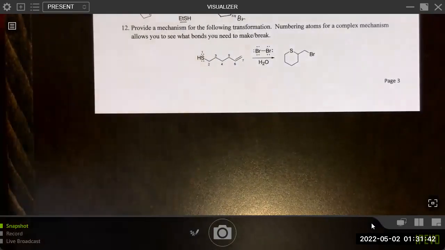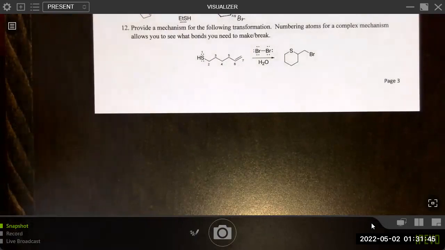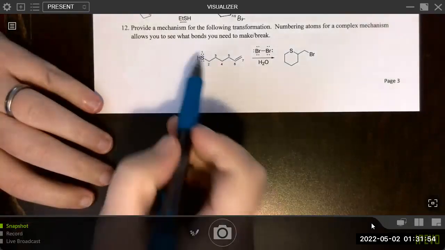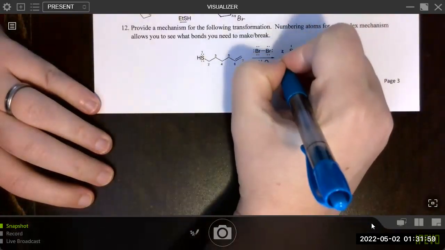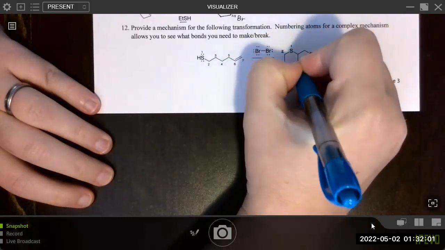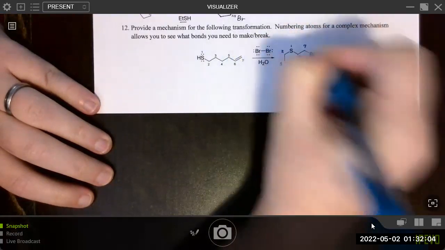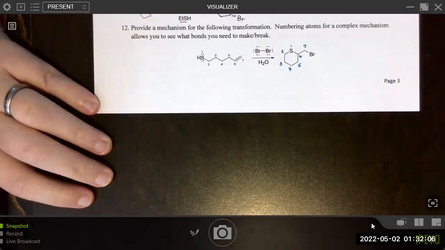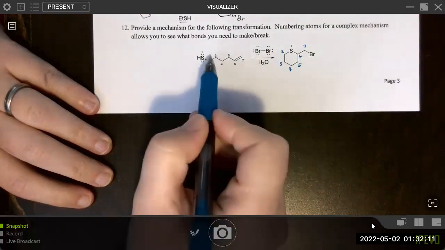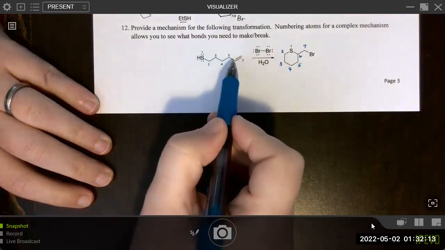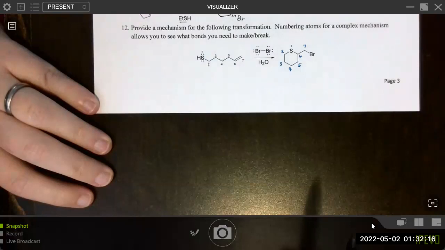Moving on to the next question. Provide a mechanism for the following transformation. Numbering atoms for a complex mechanism allows you to see what bonds you need to make or break. So you can see that they've numbered here, so we can just keep that same numbering system up to number 7. So we'll see that the bromine gets added to carbon number 7, right? And then this thiol actually does attack at carbon number 6.